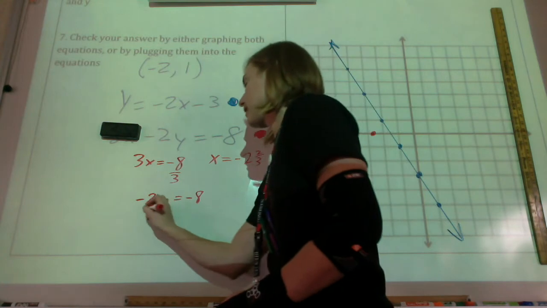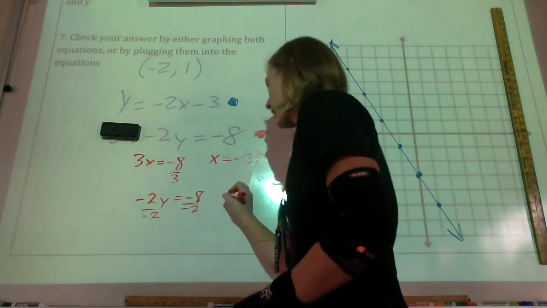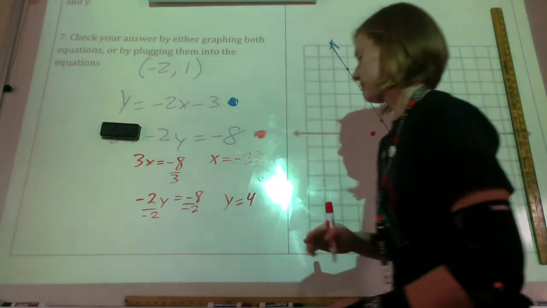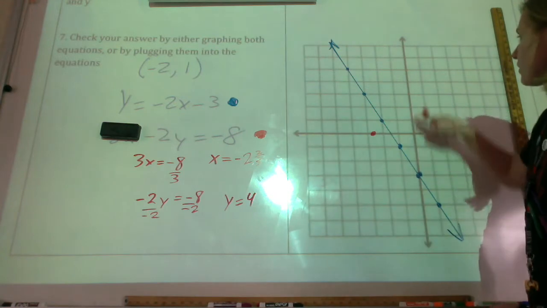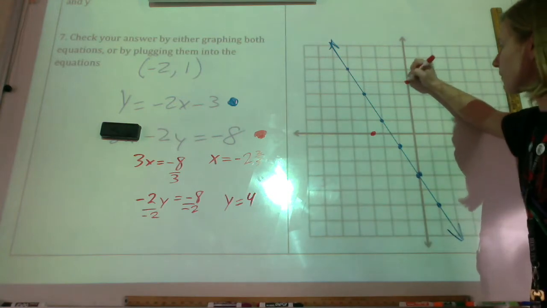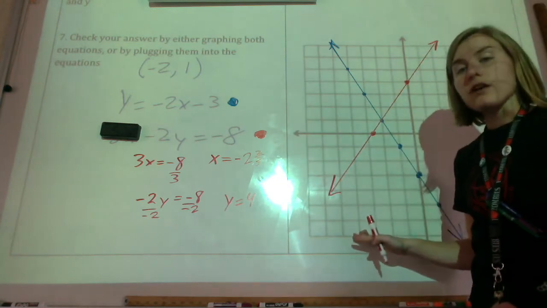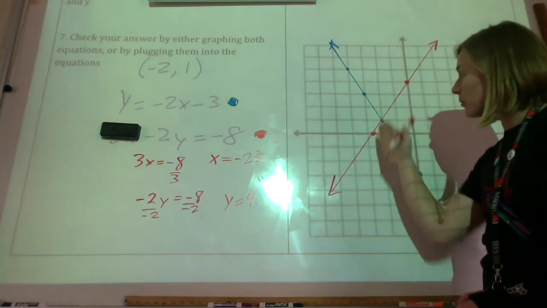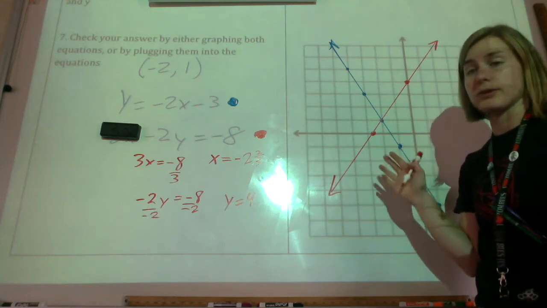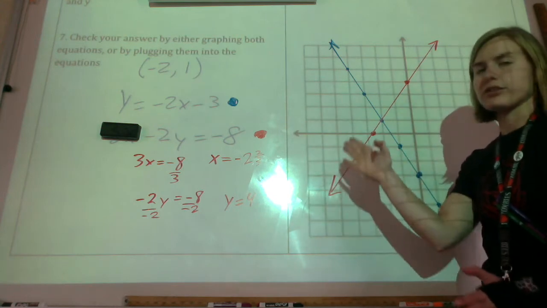Divide both sides by -2, and we get y equals 4. So I'm going to go up to 4 on y and see where they cross. Now, if I was solving by graphing, I might have wanted to do a couple more points with the red line, just to be sure, but because we're just checking our answer, this is good enough.